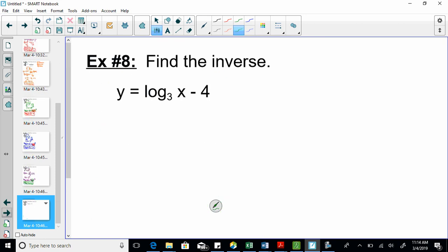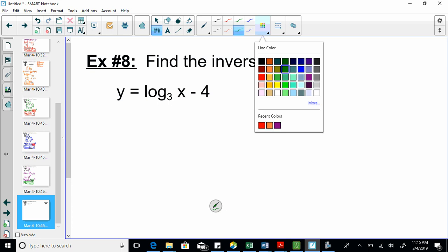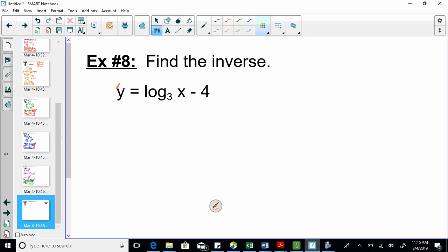So, last example, example number 8. We have to find the inverse. This one's different because I have y equals log of base 3 of x minus 4. It's different because I have log. We did radicals, rational fractions, linear equations. Now we're doing log equations. So same steps we've been doing. I have to first write as y, which is already there. Then we have to switch x and y. So we're going to switch y over here and x over there.